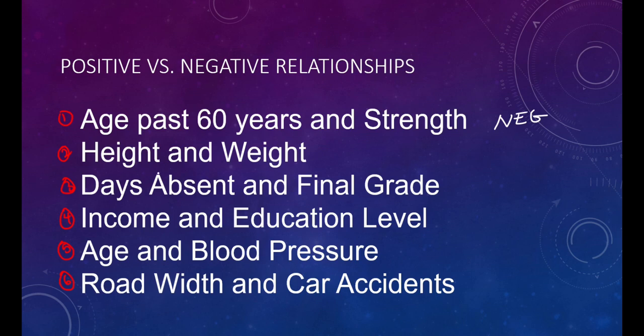Number 2, height and weight. This is a positive relationship. As we look at taller people, they tend to weigh more than others. Someone who's 6 feet tall is going to be, in general, heavier than someone that's only 5 feet tall. So this is a positive relationship. As the height increases, the weight of a person also increases.